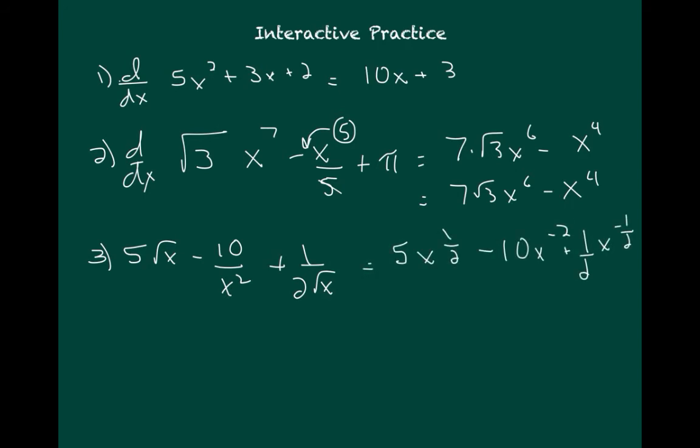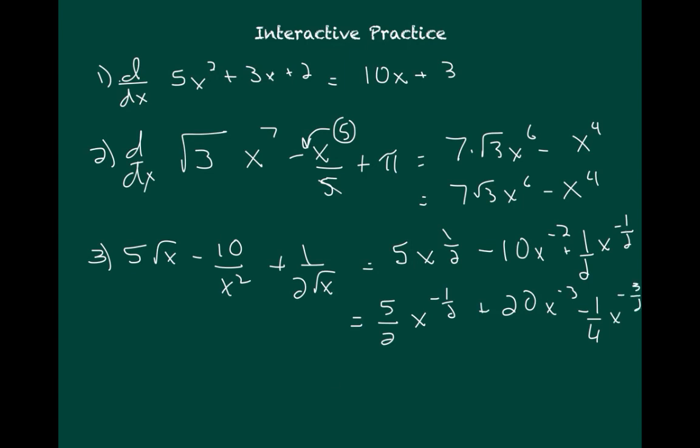The first thing I would do is rewrite this whole expression using negative exponents and fractional exponents. In other words, get rid of the radicals and get exponents out of the denominator. Then I would use the power rule and constant multiple rule to get 5 halves x to the negative 1/2 plus 20x to the negative 3. Be careful, when you have a negative exponent and you reduce it by 1, the magnitude actually gets bigger. And then finally, minus 1/4 x to the negative 3/2.